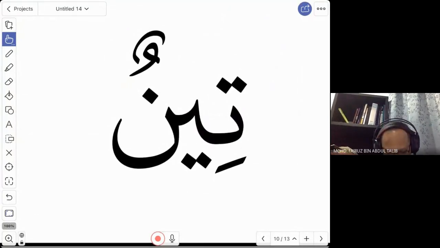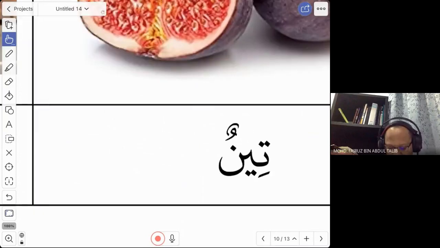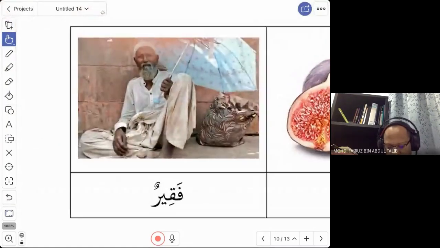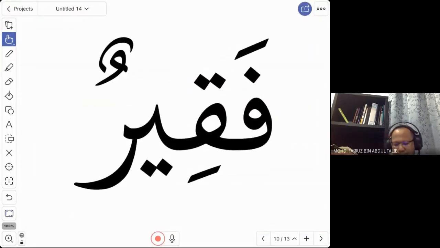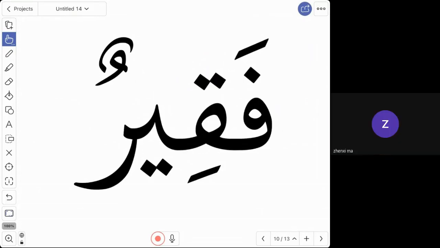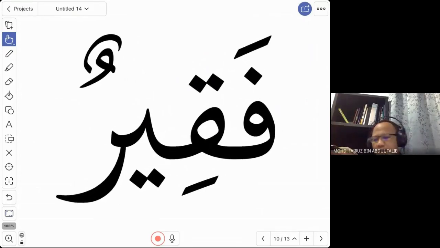What do we call it? Teen, yes, correct. Teenon, if you want to read with this tanwin, but without it we just say teen with this long vowel. So this is the teen fruit. And finally, this person, it is a poor person, a poor man. What do we call him? Fakir, yes, thank you, Sakina. So we say fakir, reading it without this tanwin. Or you can also say fakirun.